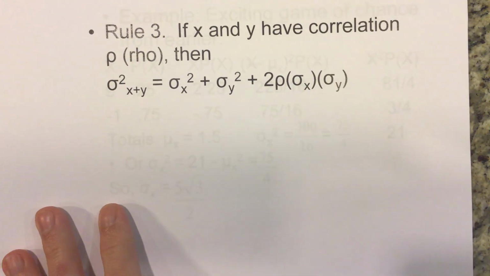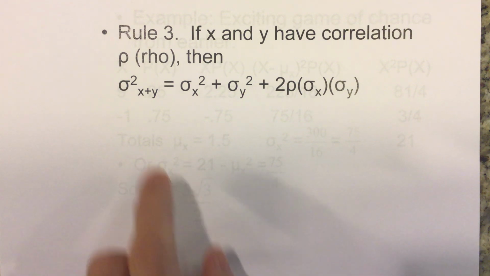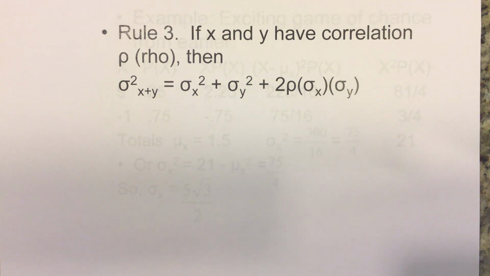And here's rule 3. This is when I have dependence, right? When two variables have a correlation, that means there's dependence here, right? They're related in some way. One's dependent on the other's outcome. So when I have that dependent situation, here's my formula.